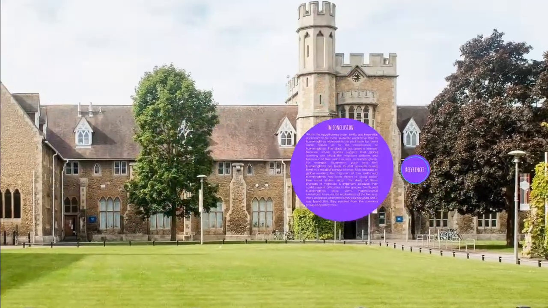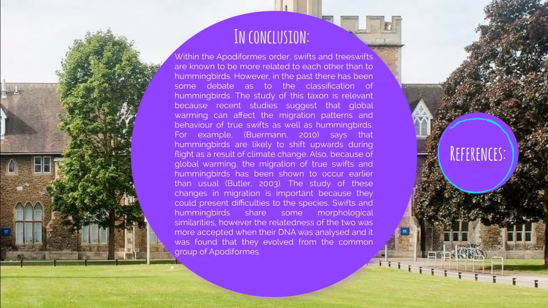Conclusion. Within the Apodiforms order, swifts and tree swifts are known to be more related to each other than to hummingbirds. However, in the past there has been some debate as to the classification of hummingbirds. The study of this taxon is relevant because recent studies suggest that global warming can affect the migration patterns and behavior of true swifts as well as hummingbirds.